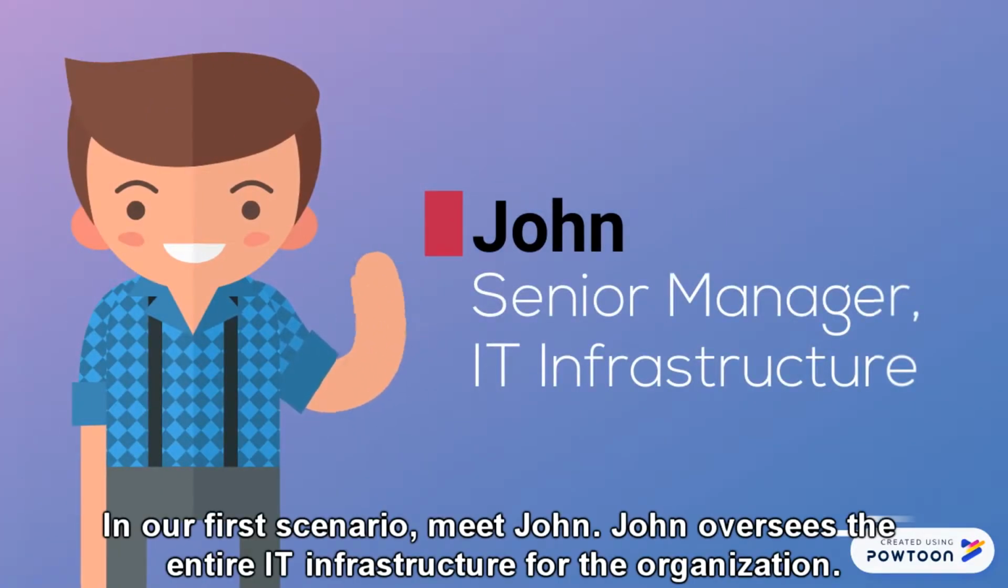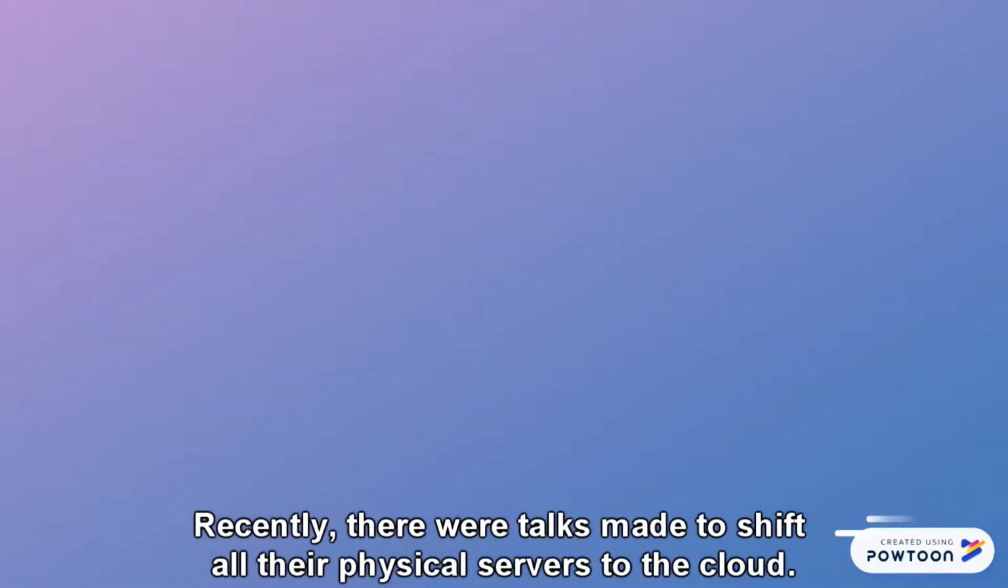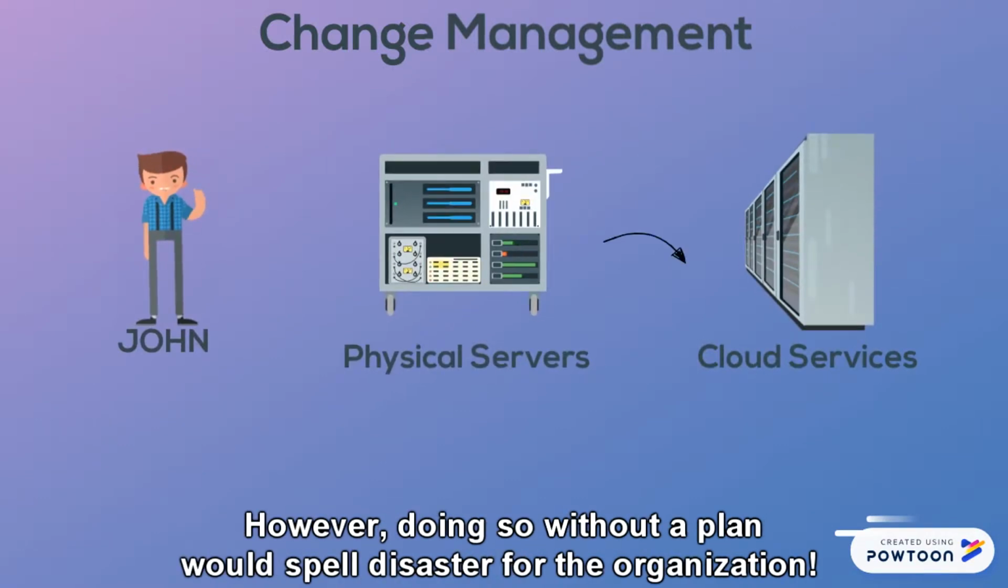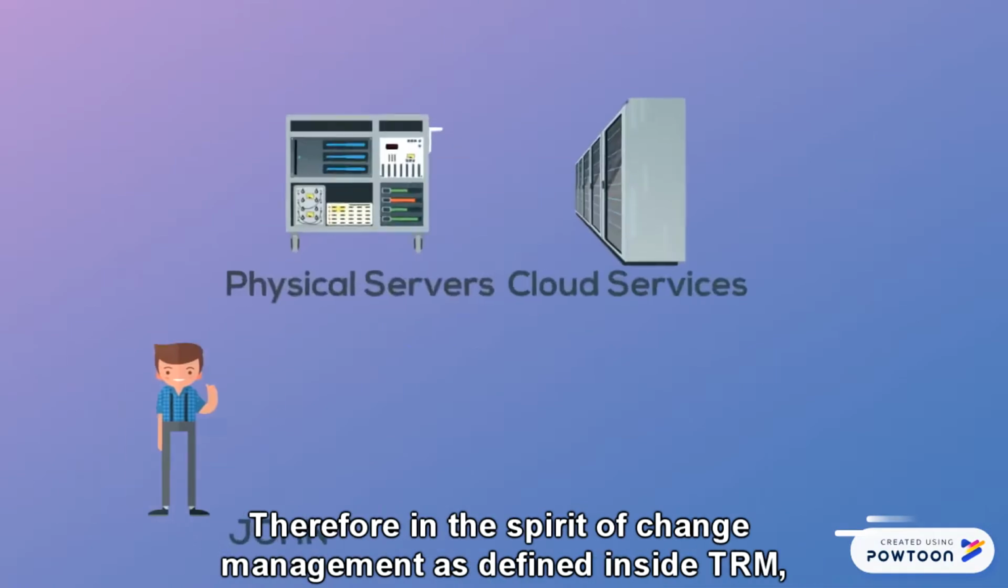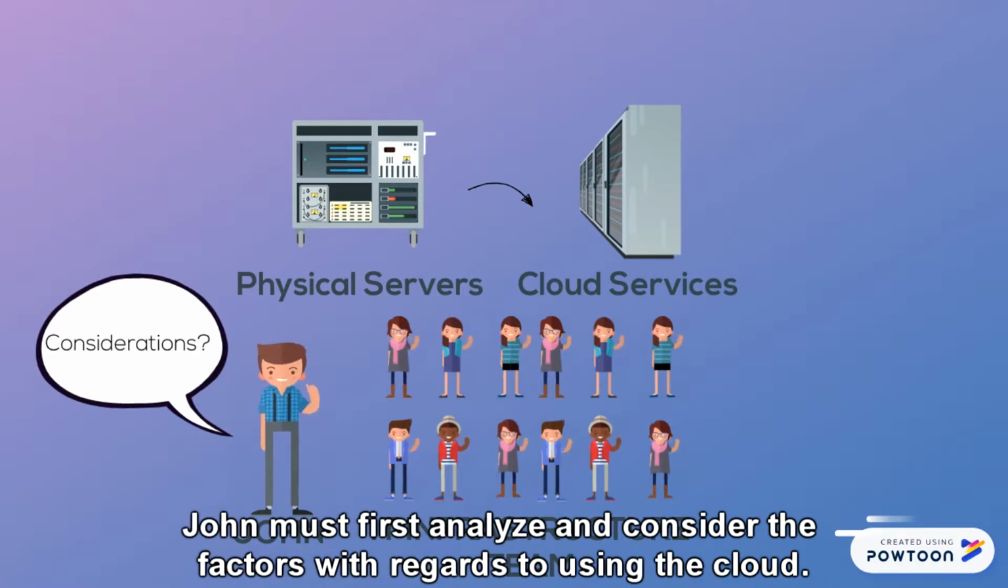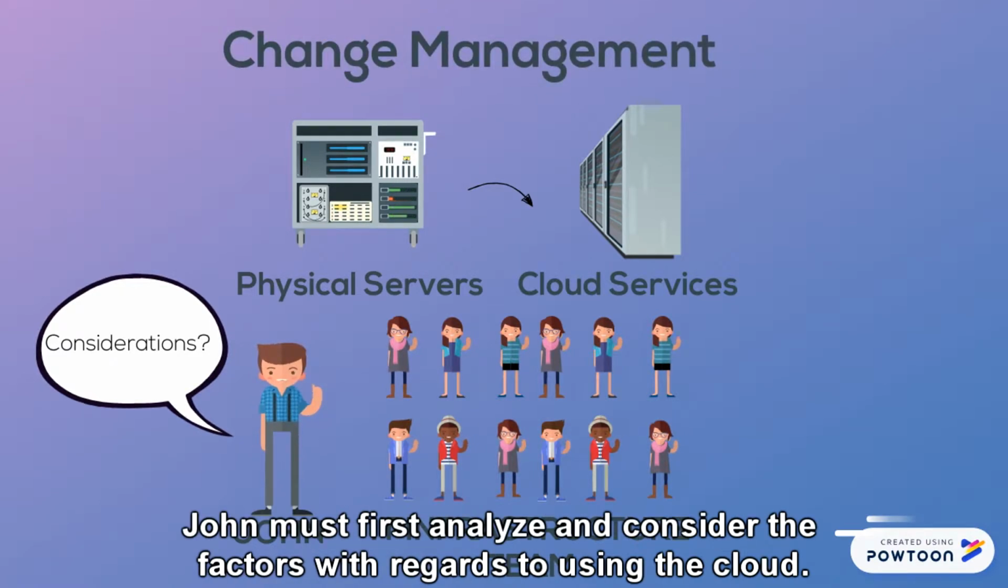In our first scenario, meet John. John oversees the entire IT infrastructure for the organization. Recently, there were talks to shift all their physical servers to the cloud. However, doing so without a plan would spell disaster for the organization. Therefore, in the spirit of change management, as defined inside TRM, John must first analyze and consider the factors with regards to using the cloud.